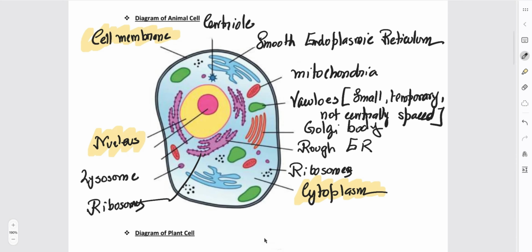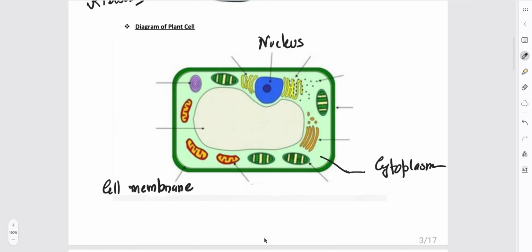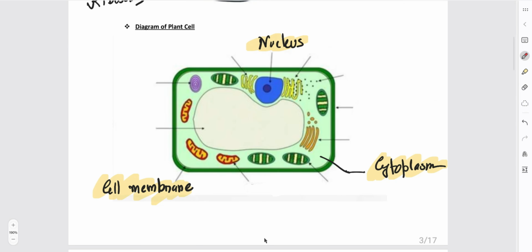Now let's look at the diagram of a plant cell. Right over here we can see the nucleus. This would be the cytoplasm. And this is the cell membrane. So again, we have identified our three important structures, right? Now let's identify the structures that are present inside the plant cell but absent in animal cell. What are these structures?